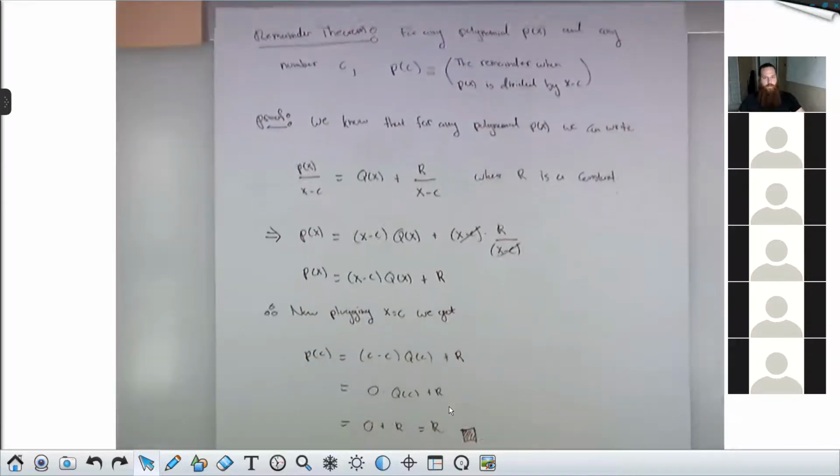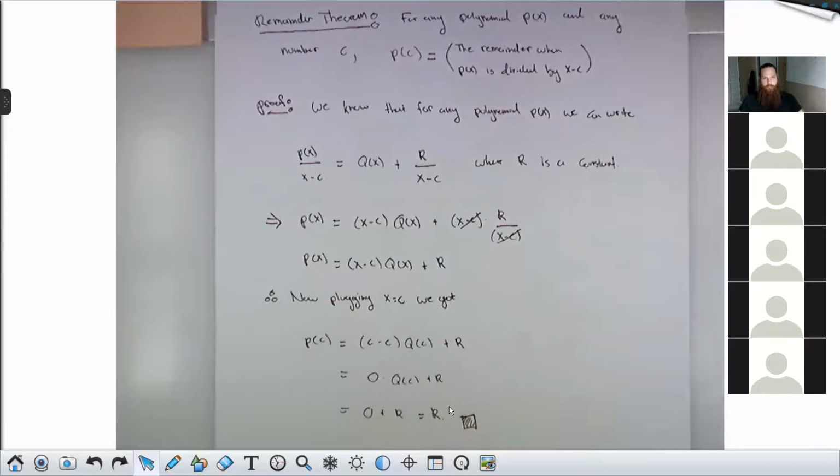I'll give you just a second more if you're writing. This theorem can be a good source of fun exam problems, tricky problems. So I want to make sure that everybody's comfortable with the statement of the theorem. Are there any questions about the statement of the theorem?